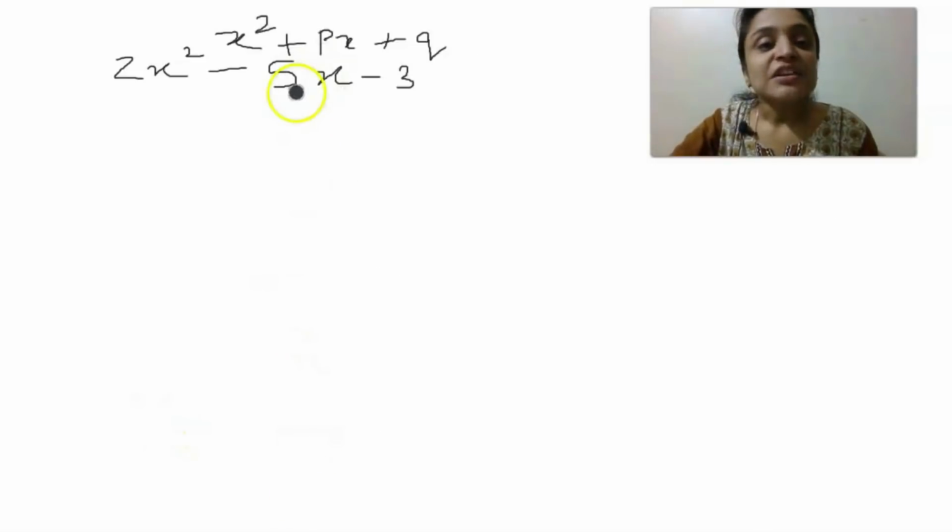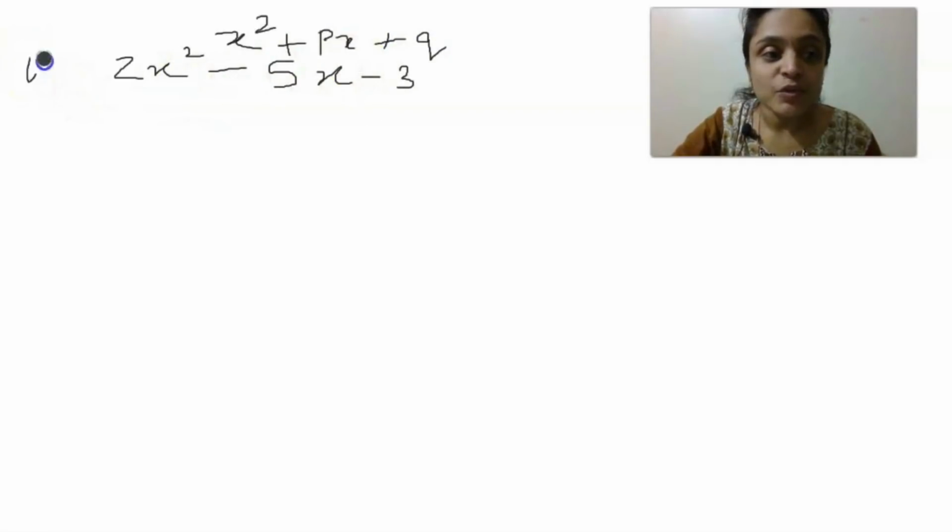Okay, next question is, if the zeros of x square plus px plus q are double in value to the zeros of the polynomial 2x square minus 5x minus 3, then find the value of p and q. Okay, so zeros of this polynomial are double in value to zeros of this polynomial. If alpha and beta are the zeros of this polynomial, it is given that the zeros of this polynomial x square plus px plus q are 2 alpha and 2 beta. So if alpha and beta are the zeros of this, then 2 alpha and 2 beta are the zeros of this.